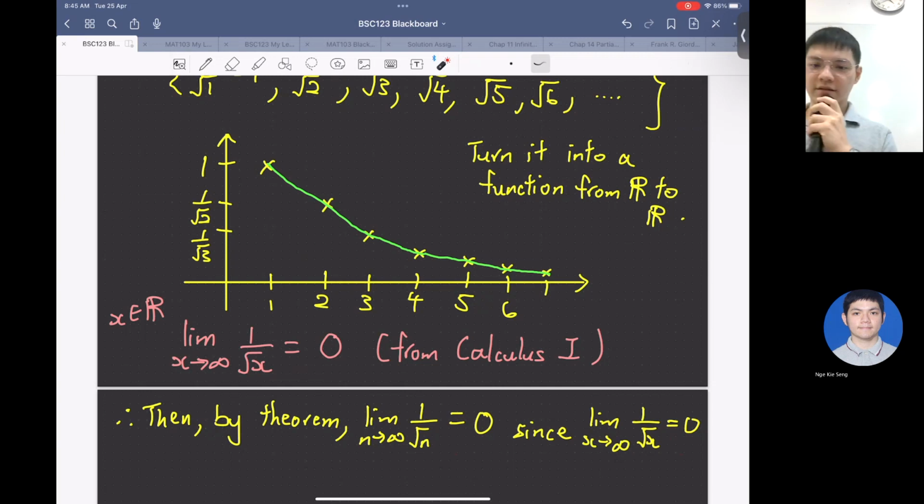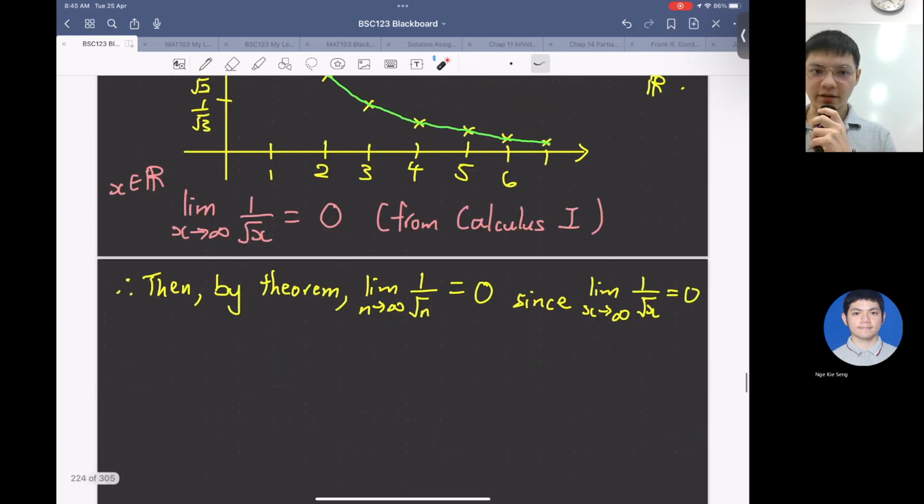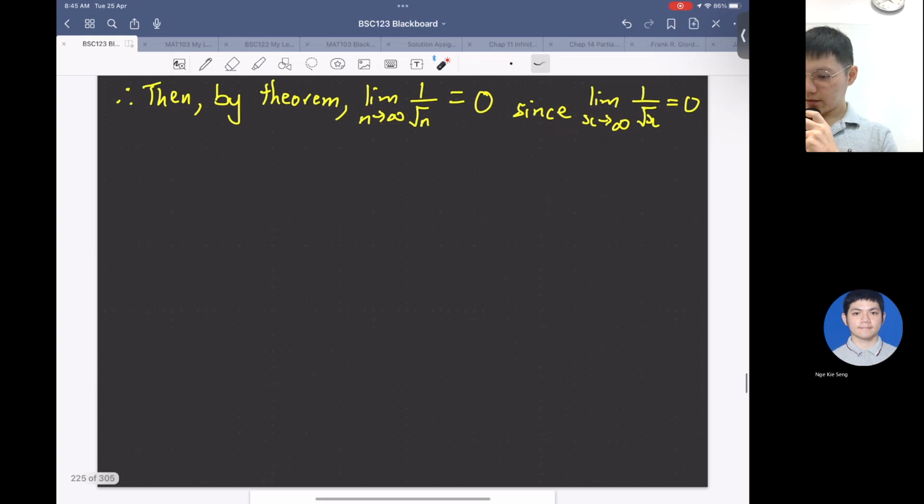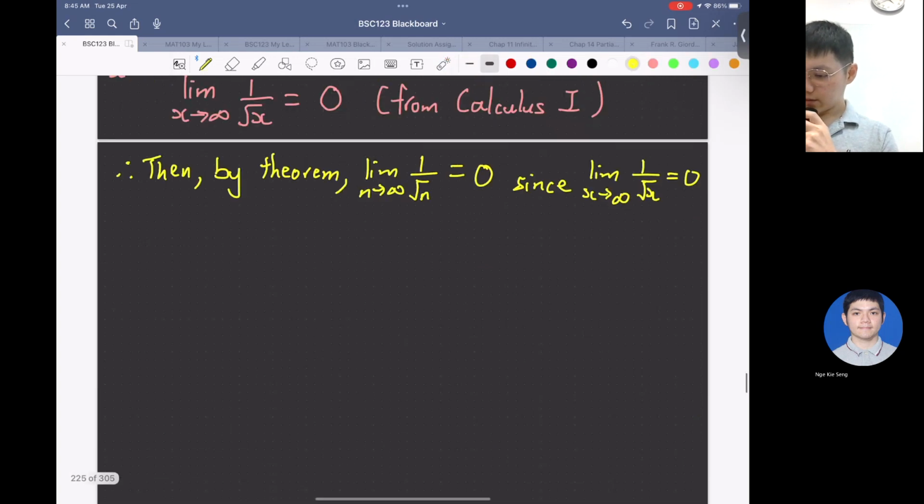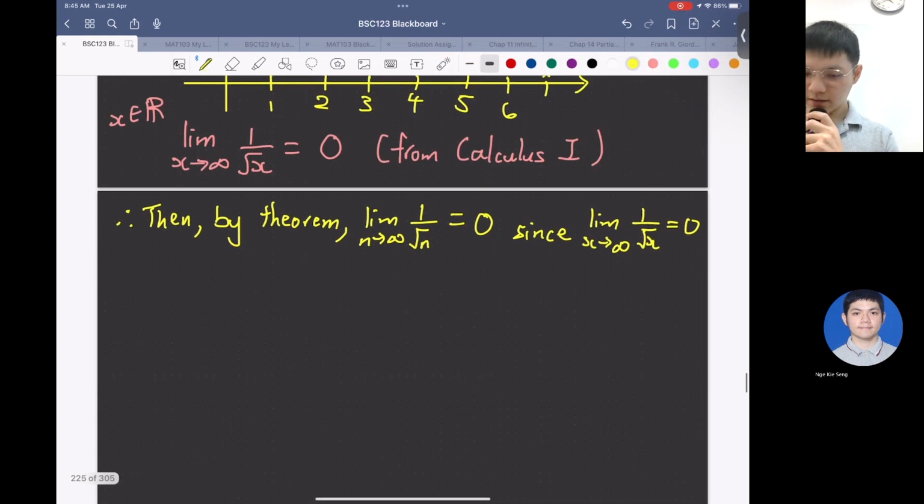Any question on this part? Okay. So how about next?